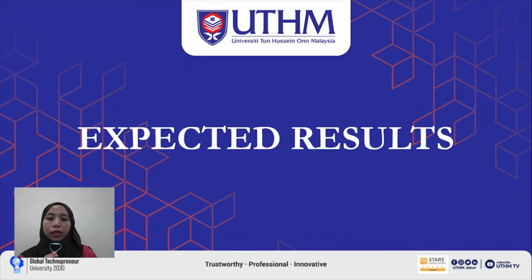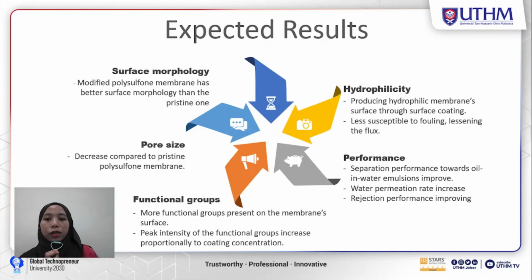We will proceed to the expected result. The expected result is based on the surface morphology, pore size, functional groups, hydrophilicity, and performance. For the surface morphology, the modified polysulfone membrane is expected to have better surface morphology than the pristine one, and the pore size is decreased compared to the pristine polysulfone membrane. The membrane is also expected to have more functional groups present on the membrane surface. It makes the peak intensity of the functional groups increase proportionally to coating concentration.